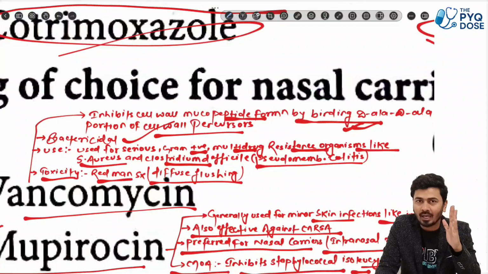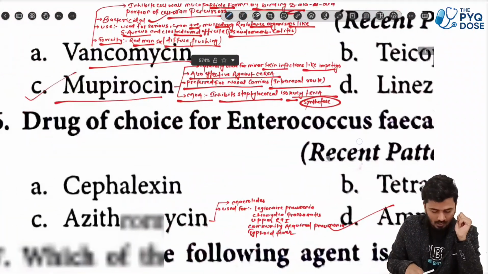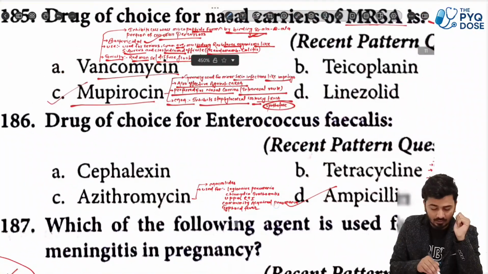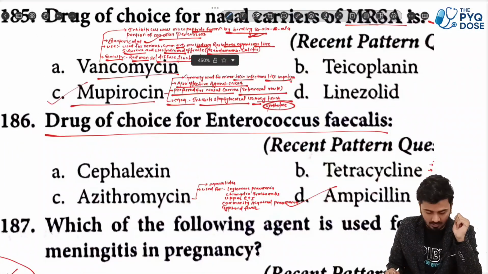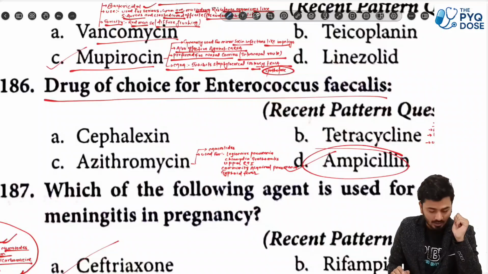Now I have a question for you. Blue baby syndrome. Which drug causes blue baby syndrome? Tell me which drug causes blue baby syndrome. The next one is the drug of choice for Enterococcus faecalis. For Enterococcus faecalis, the drug of choice will be ampicillin.